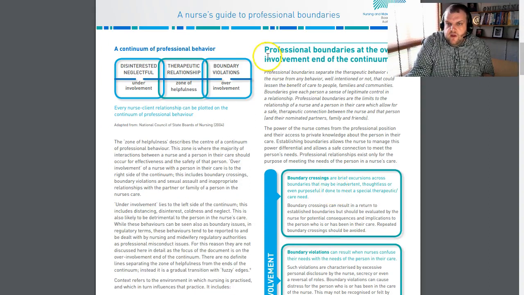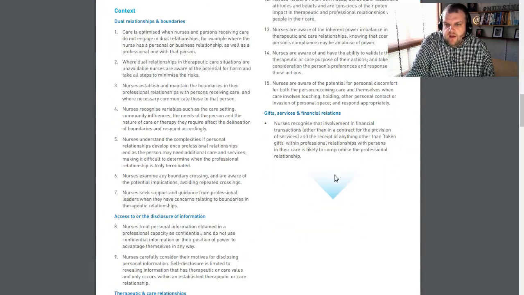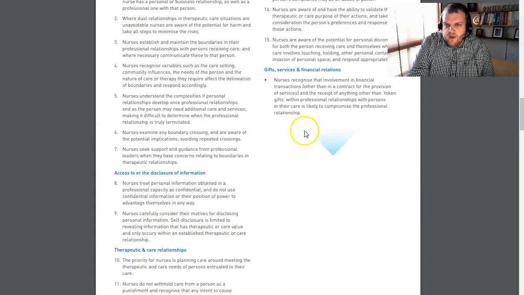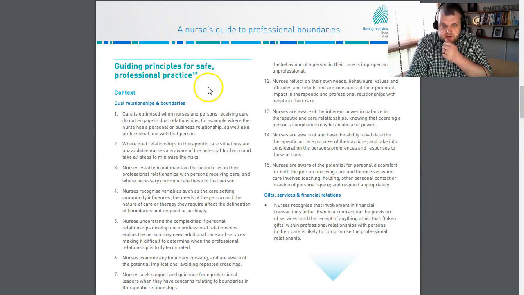It's got an important area around the continuum of being involved with a patient. You can be in a therapeutic relationship, in that helpful zone, or you can be under-involved, which is neglectful, disinterested and not caring about your patient, or you can be over-involved and have boundary issues on the other side. I think that's a really helpful image to show the students, and it's helpful if they read through these guidelines, the guiding principles.